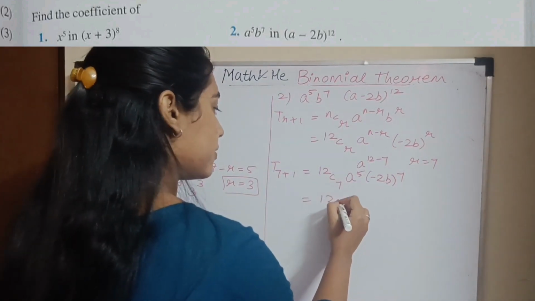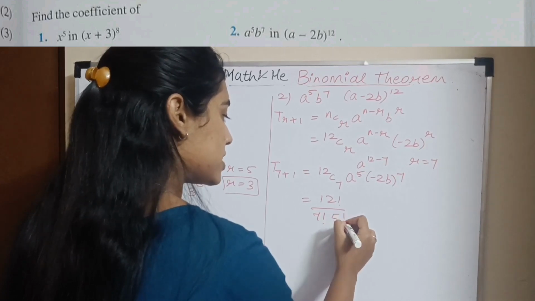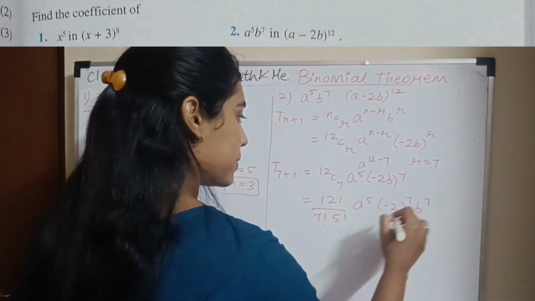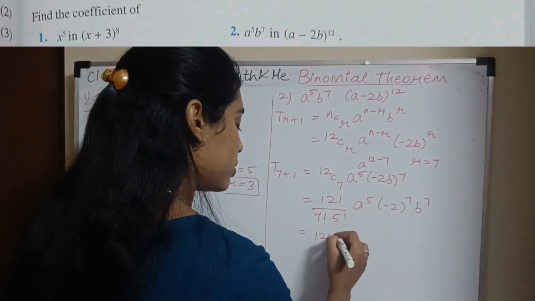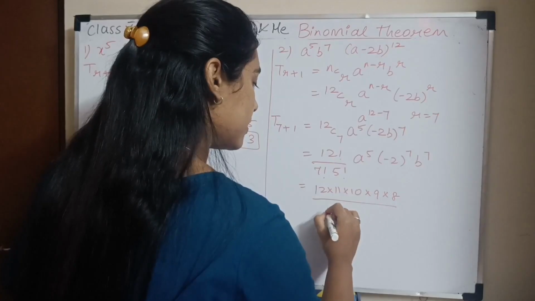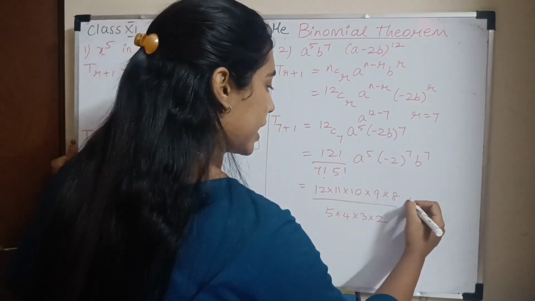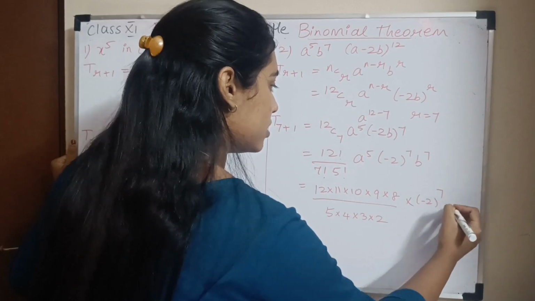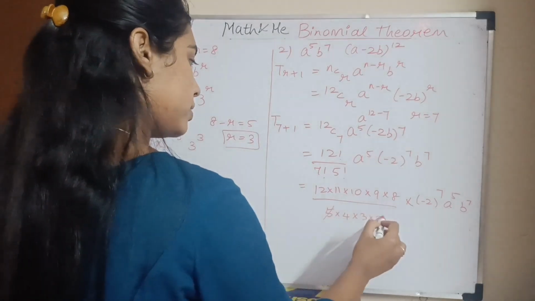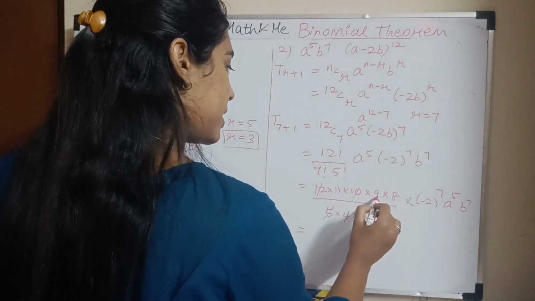So I have 12 factorial divided by 7 factorial times 12 minus 7 is 5 factorial, a to the 5 (minus 2) power 7 b power 7. So I have 12 into 11 into 10 into 9 into 8 into 7 factorial divided by 5 factorial, which is 5 into 4 into 3 into 2 into 1, times (minus 2) to the power 7 a power 5 b power 7. So what do I have? 5 2s are 10, 4 3s are 12. So I am left with 11 times 9 into 8.